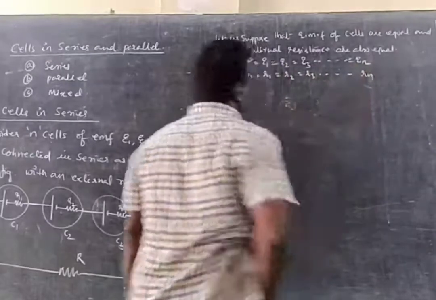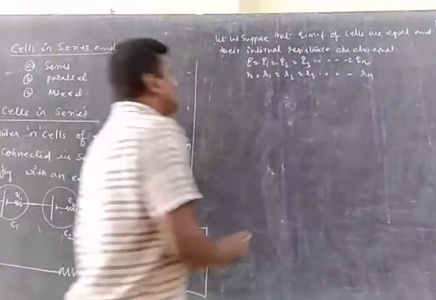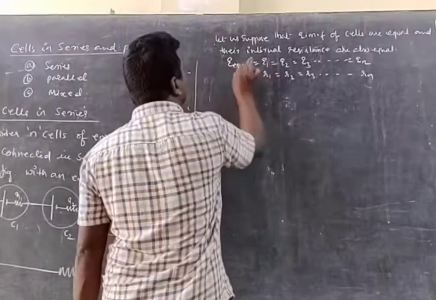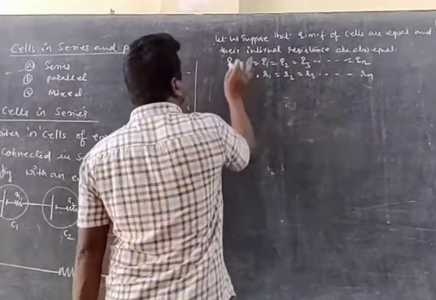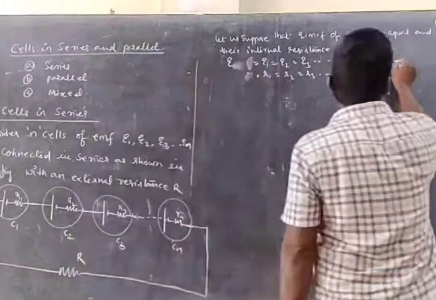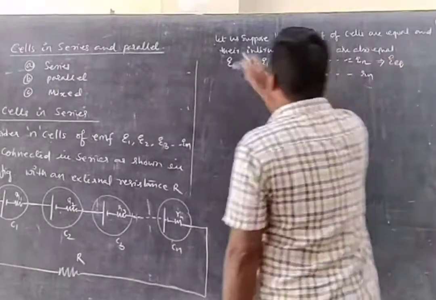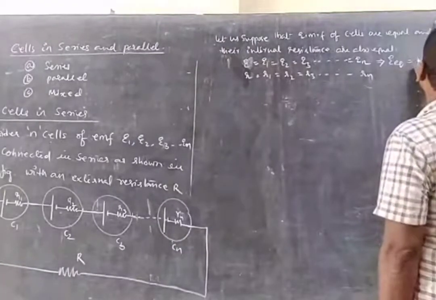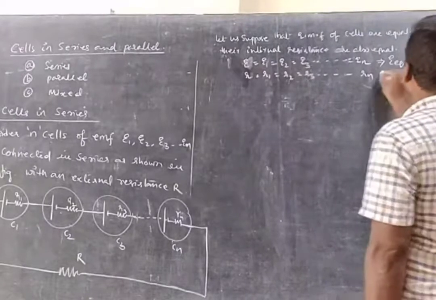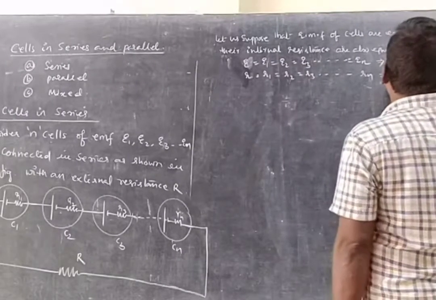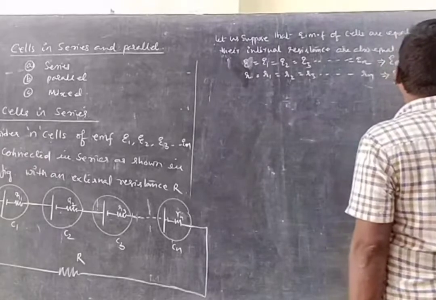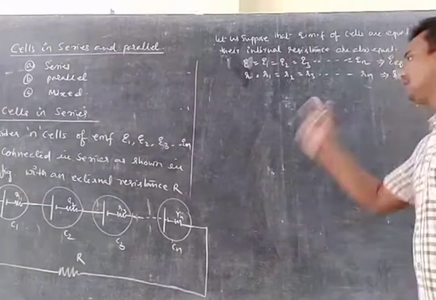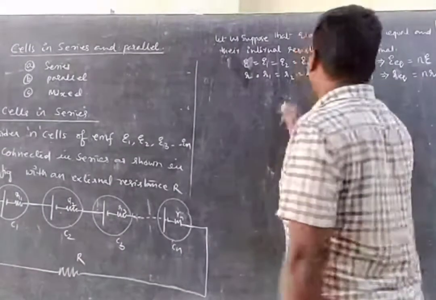Right? In that case, the equivalent EMF is equal to n into E. At the same time, the equivalent resistance will be equal to n into r. So this circuit can be replaced like this.